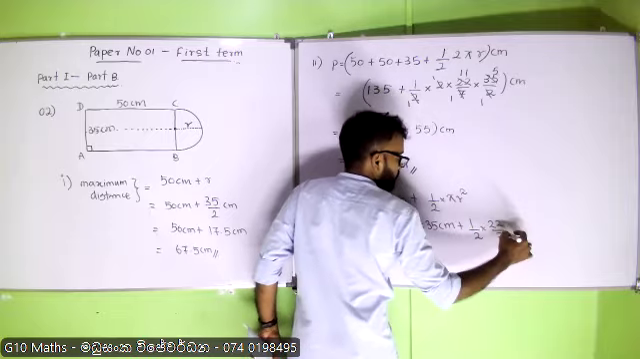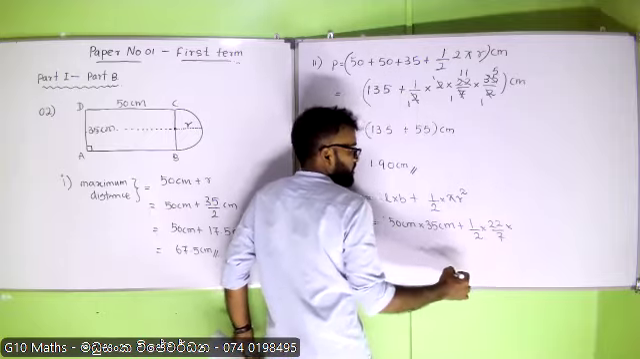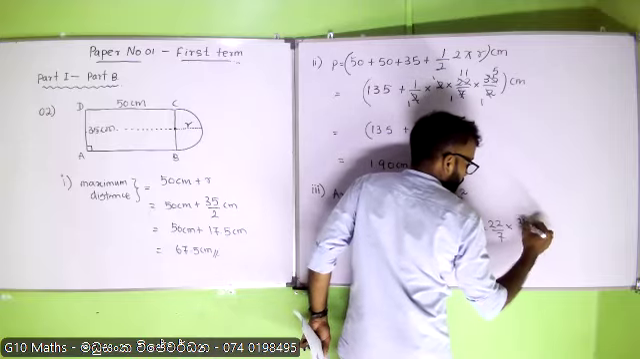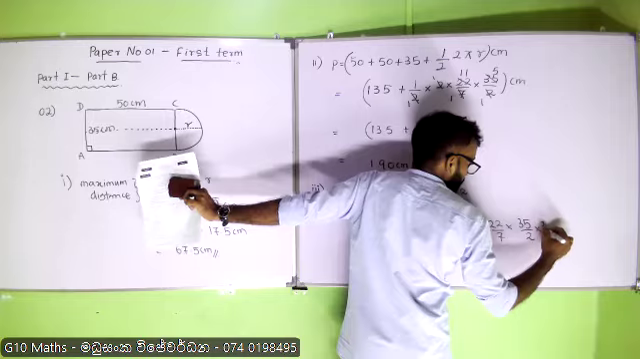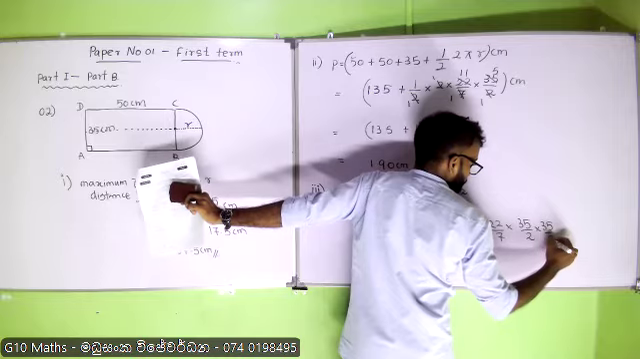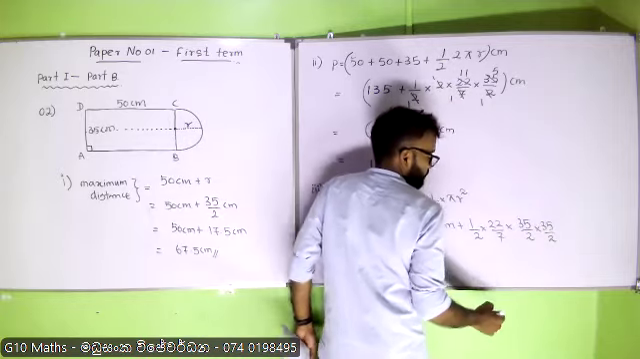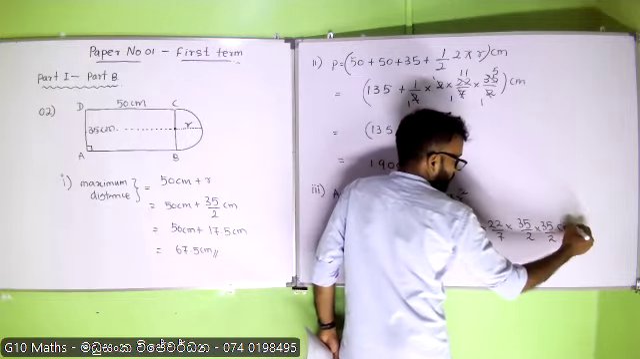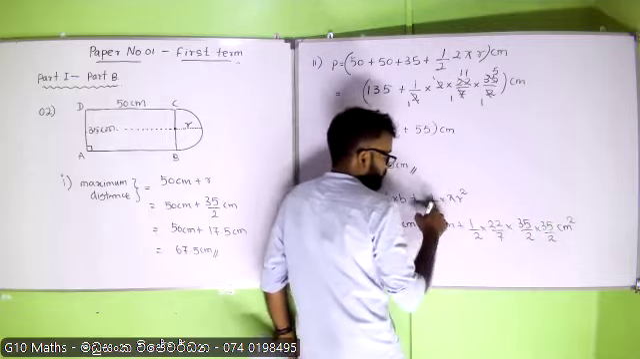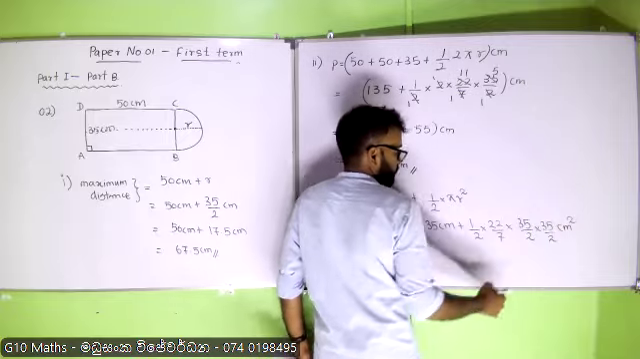R squared means 35 divided by 2, because 35 is the diameter. I have to multiply it twice. So now I am going to simplify. Centimeters to the power 2, because this is an area, square centimeters.